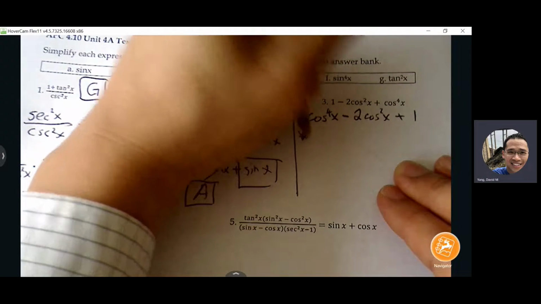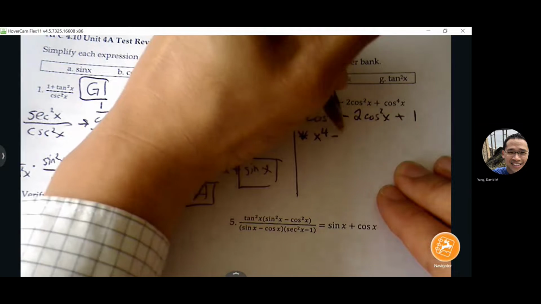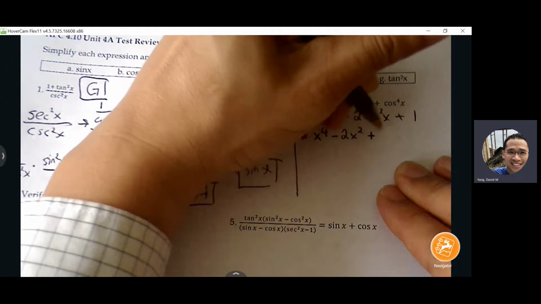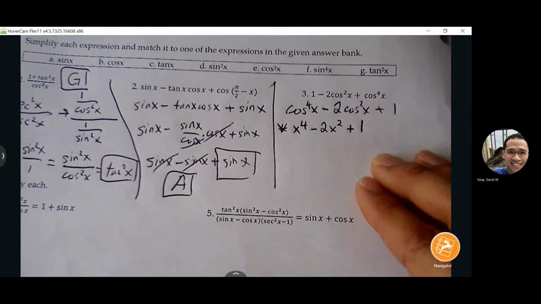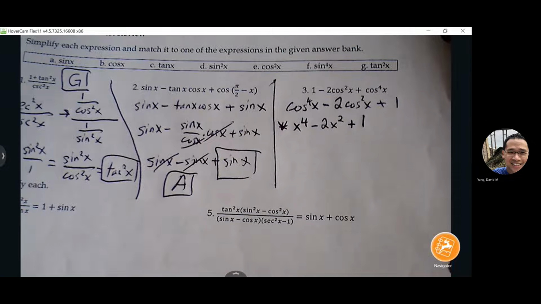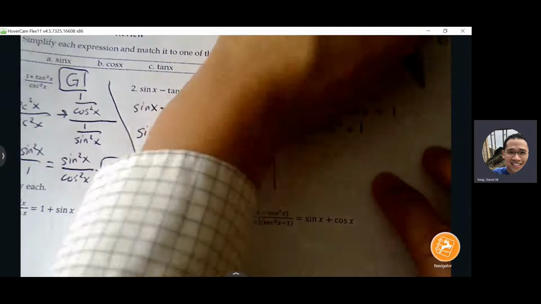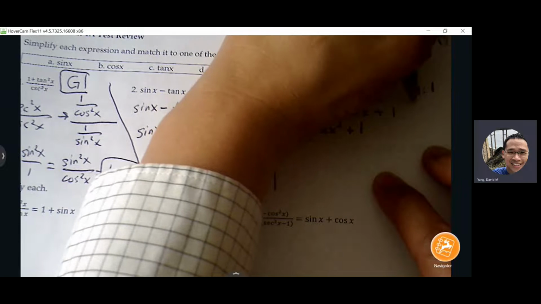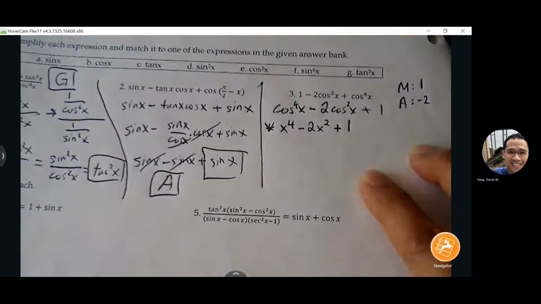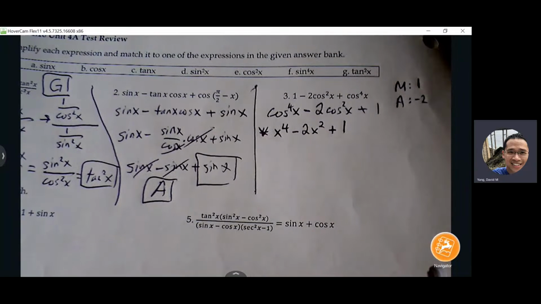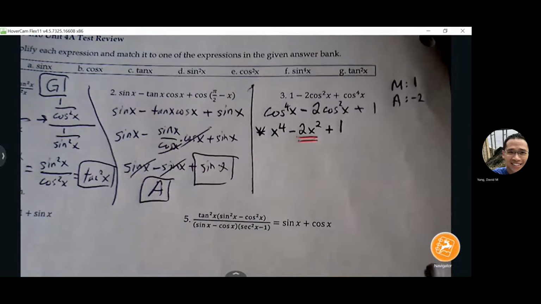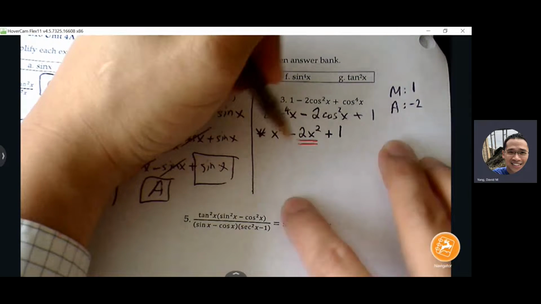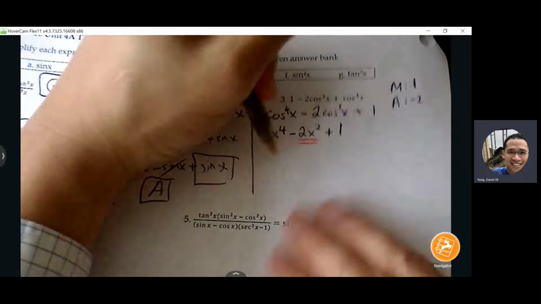Okay, binomial factoring. Let's do an easier problem, more familiar problem. Okay, grouping method. Multiplies to be a times c. 1 times 1 is 1. Adds to be -2. So what two numbers multiply to be 1, add to be -2? -1 and -1. Okay, so that means I gotta change that middle term that will add up to be -2. We said -1, -1.